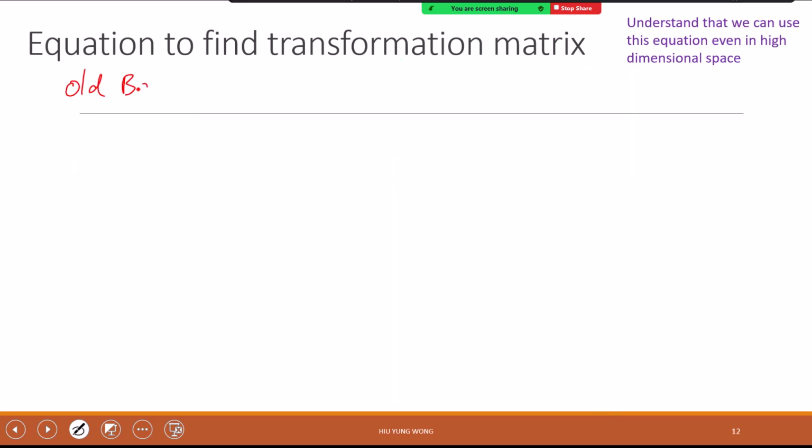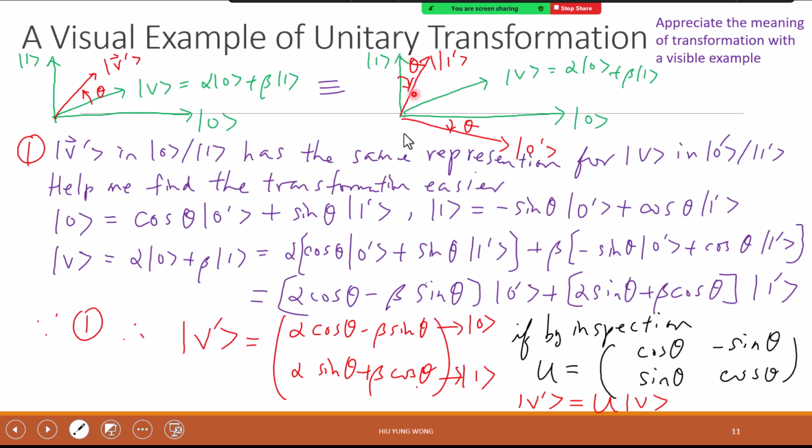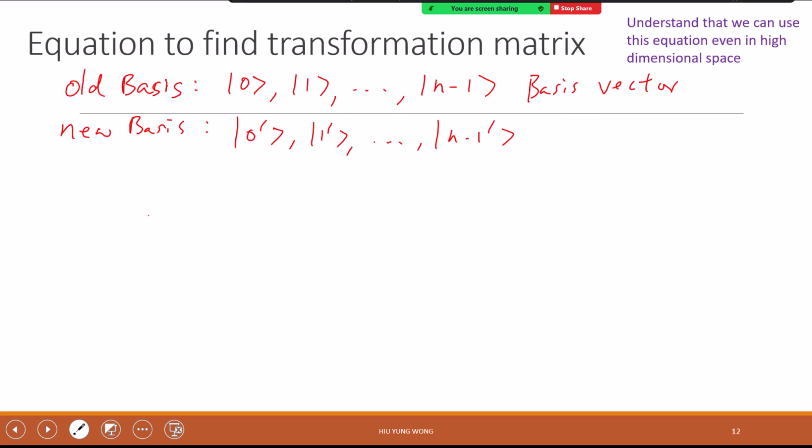If I have an old basis, and this is something you need to use in your homework question one, 0, 1, all the way to n minus 1, and I want to transform it to the new basis, 0', 1', all the way to n minus 1'. The old basis has n basis vectors, and the new basis also has n basis vectors. In this case, the old one only has two basis vectors and the new basis has two basis vectors. I want to transform it. So what is the transformation matrix? The matrix is this.